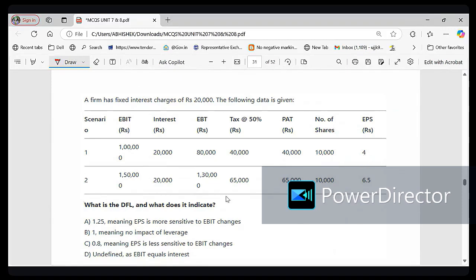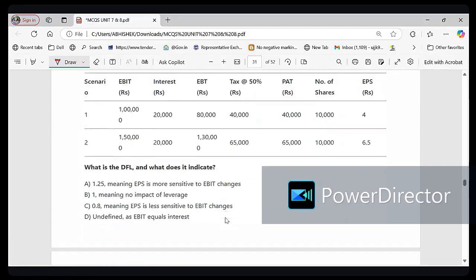Now the question is, what is DFL and what does it indicate? Very good. It is clear. Now let's try this question. Now we have the interest component also. How to find the DFL in this case? How to go about finding the DFL?